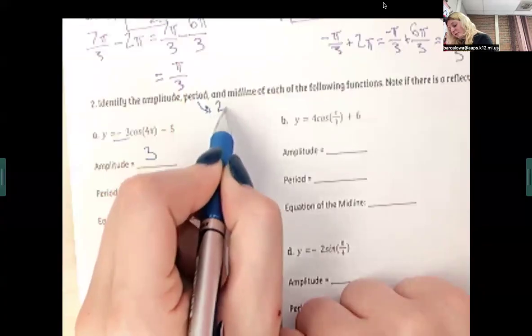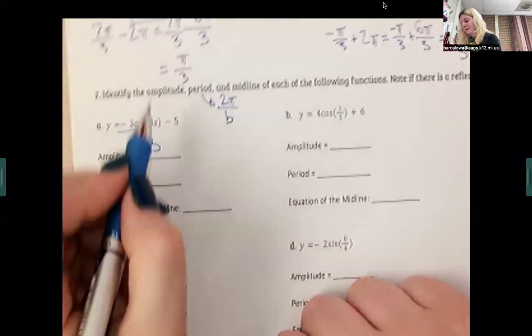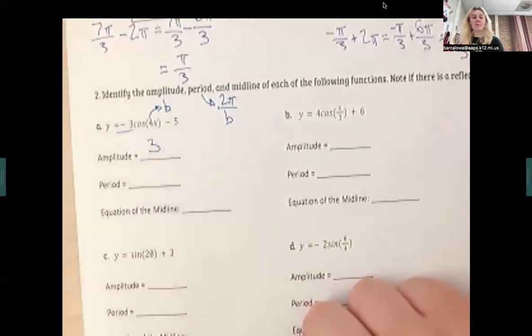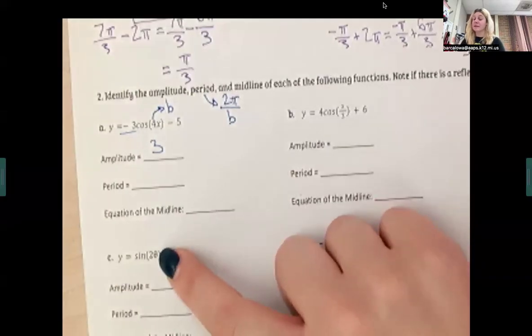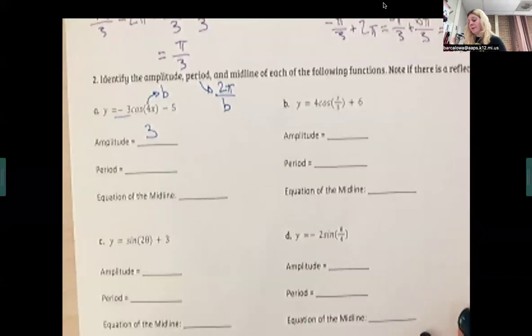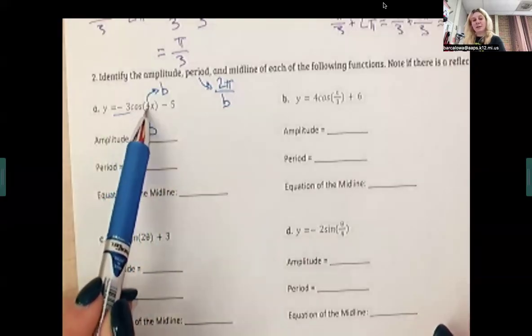Period. To find the period. Period is equal to 2 pi divided by b. Well, what is b? It's me, Miss B. Haha. Okay. This is your b value, the number in front of the variable. It could be x, it could be theta. This is not a 0. If I hear one of you say this is a 0 one more time, I'm going to lose my mind. Okay. Could be x, could be theta. Sometimes it's t. Okay.